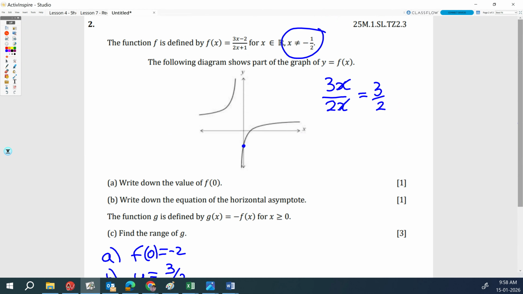So the way I found it was that I divided 3x minus 2 by 2x plus 1, and the top thing would be equal to 3 over 2. With all mathematics courses, any valid method is appropriate. You'll still get the points.